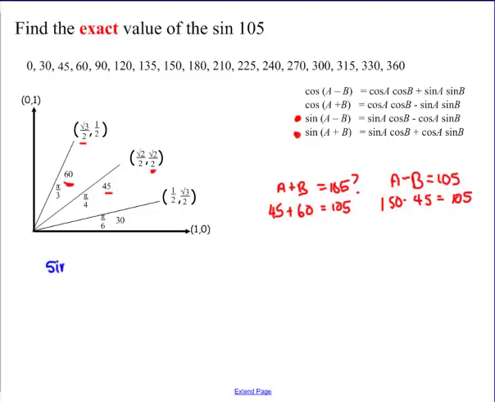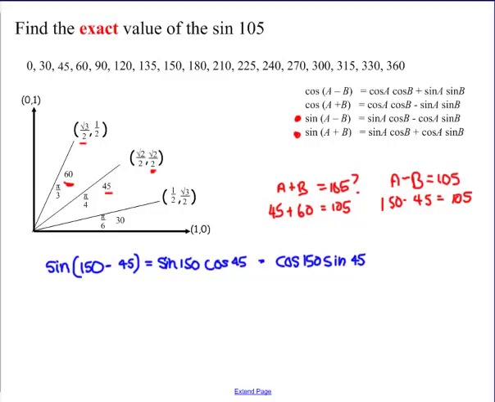The sine of 150 minus 45. So I take the sine of the first angle, the cosine of the second angle, minus, do the reverse. Cosine of the first angle, sine of the second angle.